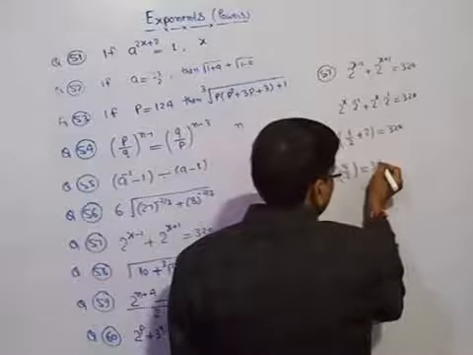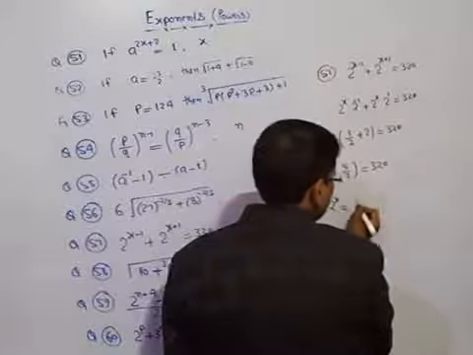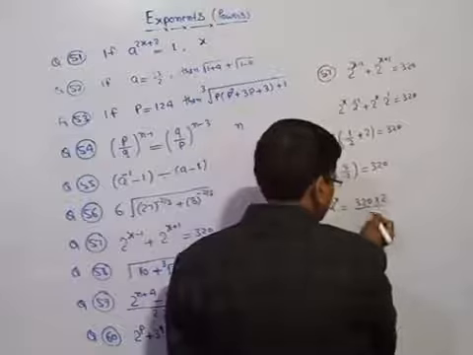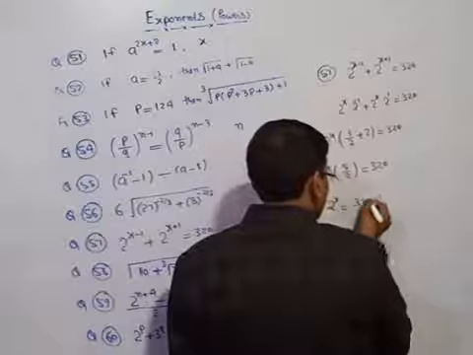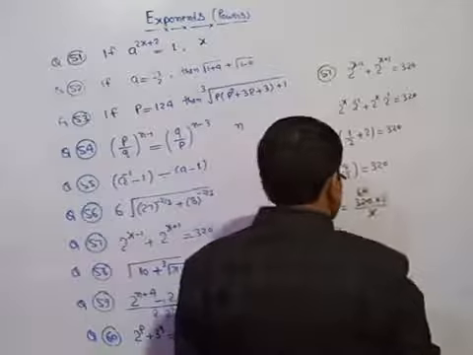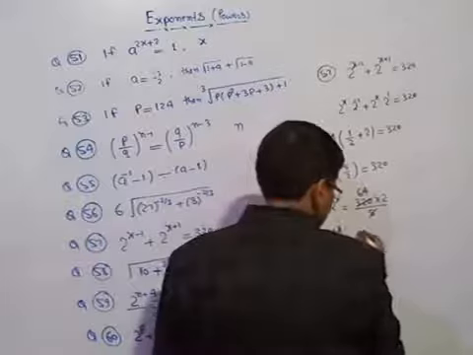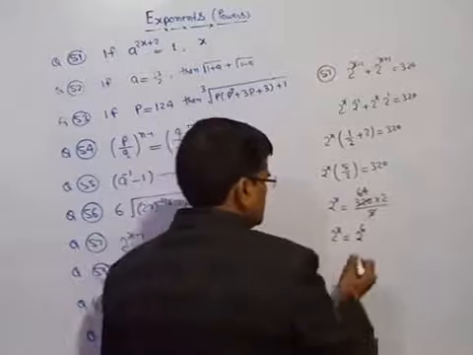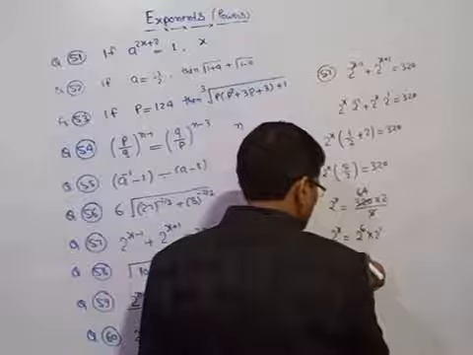equal to 320. 2 to the power x equals 320 into 2 upon 5. 2 to the power x equals 64 times 2, since 5 times 64 is 320. Clear? We can write 64 as 2 to the power 6, and 2 to the power 1. Now 2 to the power x equals 2 to the power 7.